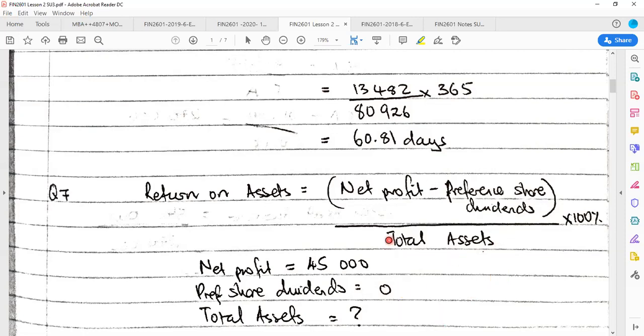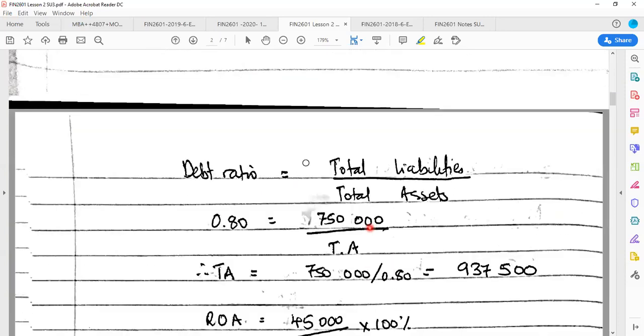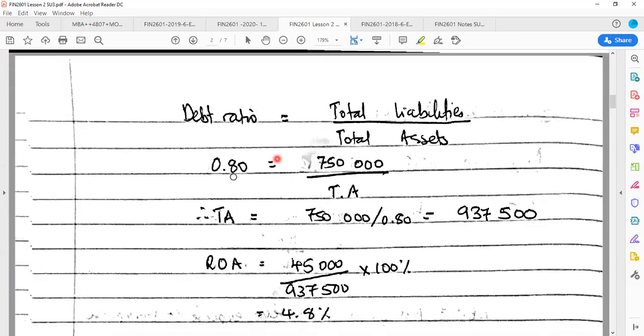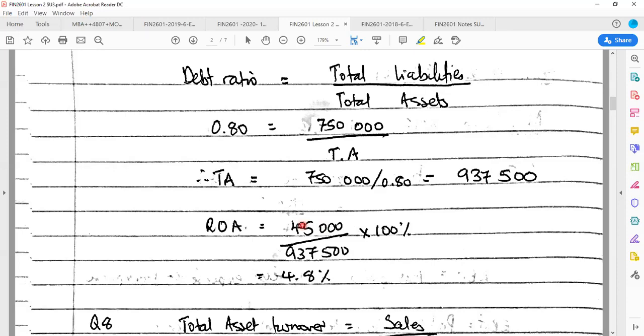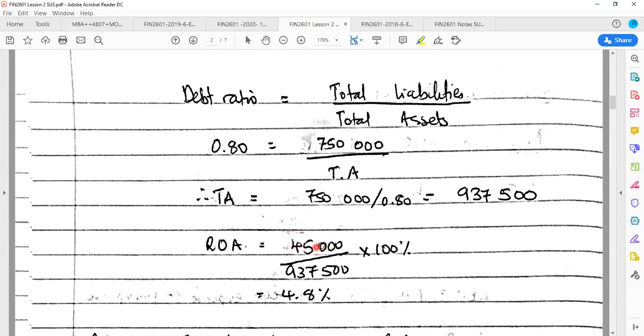Now, to get total assets, we need to use the debt ratio. We've been told that the debt ratio is 0.8. So debt ratio is equal to total liabilities over total assets. We substitute our debt ratio and total liabilities, and do some cross multiplication and division. Then we get total assets equal to 750,000 divided by 0.8, which gives us 937,500. And then we can substitute our net profit minus zero. So it will just be 45,000 divided by the total assets times 100%.